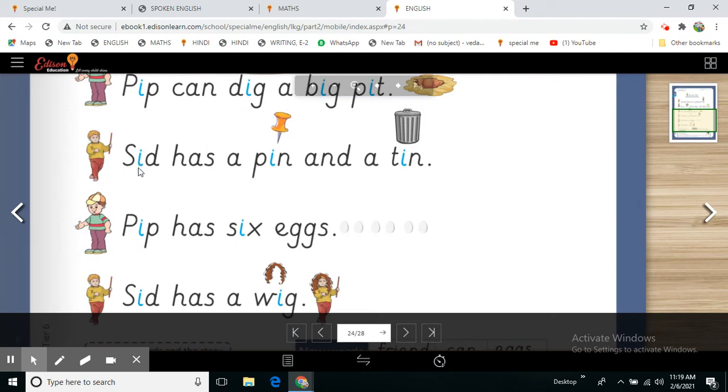Next line. Sid has, H-A-S, has a pin. This is a pin. And, A-N-D, and a tin. This is a tin. Sid has a pin and a tin. What does Sid have? A pin and a tin. Right? Sid has a pin and a tin.